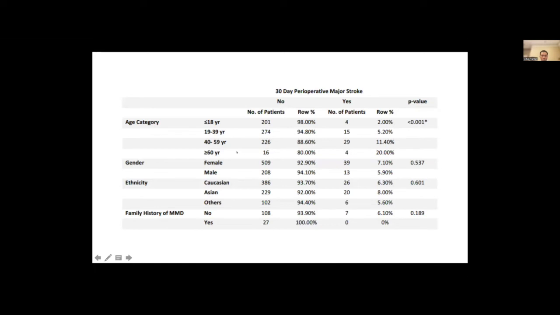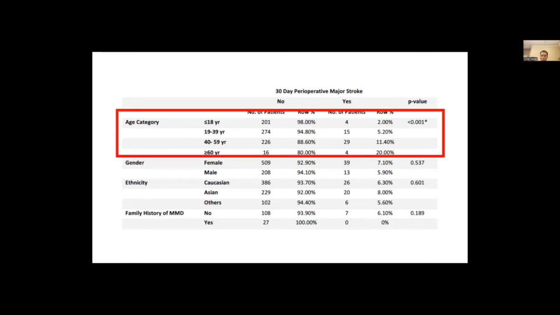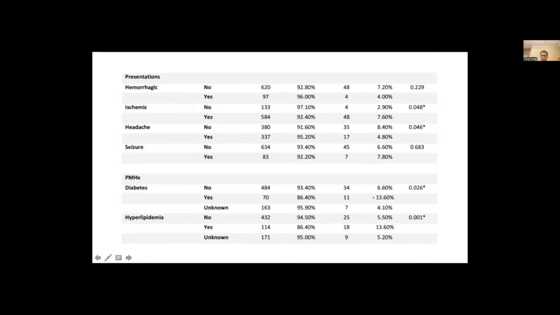So when we do the univariate analysis, looking at all the different risk factors that we could potentially correlate with the bypass stroke risk, this is what it comes up with. The p-value is when there is a statistically significant difference for the risk factors that we studied. So we can see for age categories, the older the patient, the higher the stroke risk. For the pediatric population, 2% major stroke risk. For over 60 years old, 20% major stroke risk. And if you're over 40 years old, 11% are the risks.